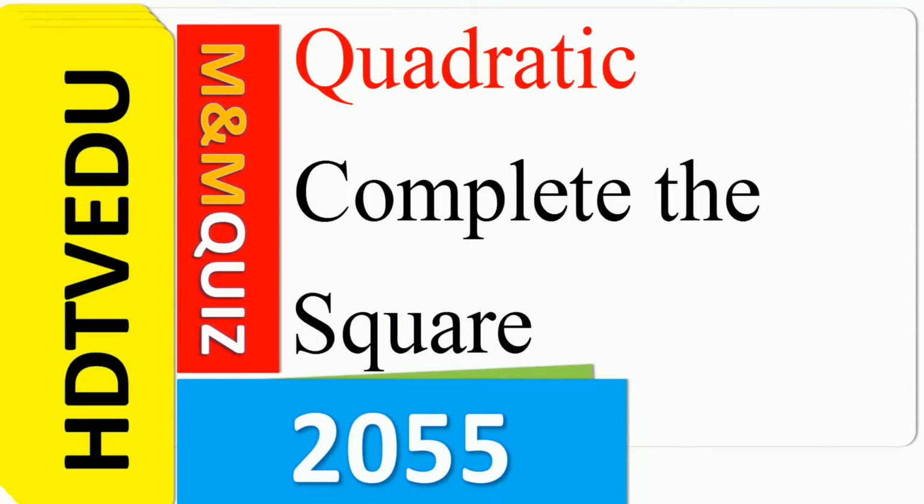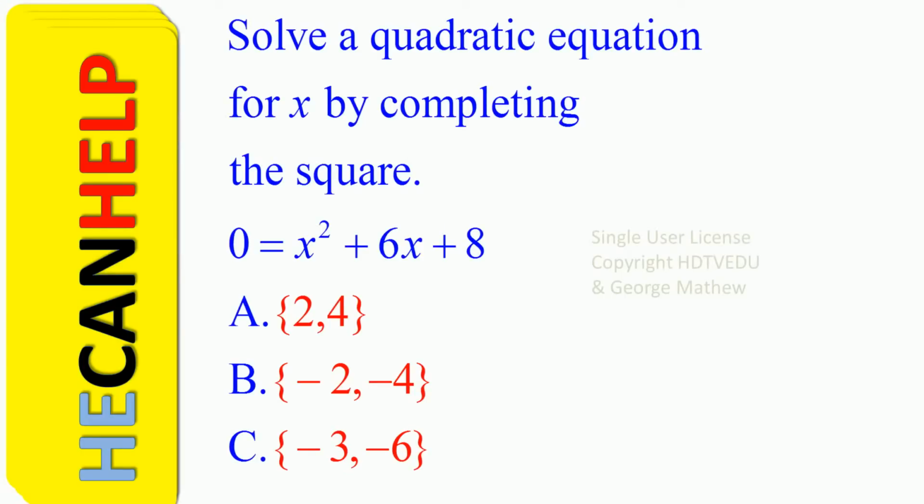Quadratic, complete the square, M&M quiz 2055. Solve a quadratic equation for x by completing the square. 0 is equal to x squared plus 6x plus 8. Is it A, 2, 4, B, negative 2, negative 4, or is it C, negative 3, negative 6?